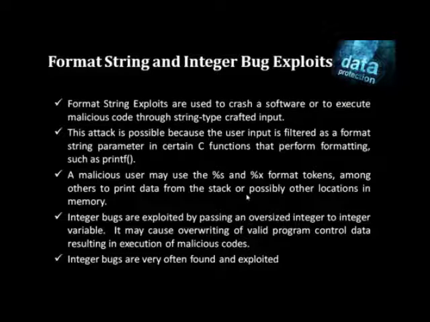Some other types of exploits include format string and integer bug exploits, which are widely used to test applications. Format string exploits are used to crash software or to execute malicious code through string type crafted input. This attack is possible because the user input is filtered as a format string parameter in several C functions that perform formatting, such as printf. A malicious user may use the %s and %x format tokens, among others, to print data from the stack or possibly other locations in memory.